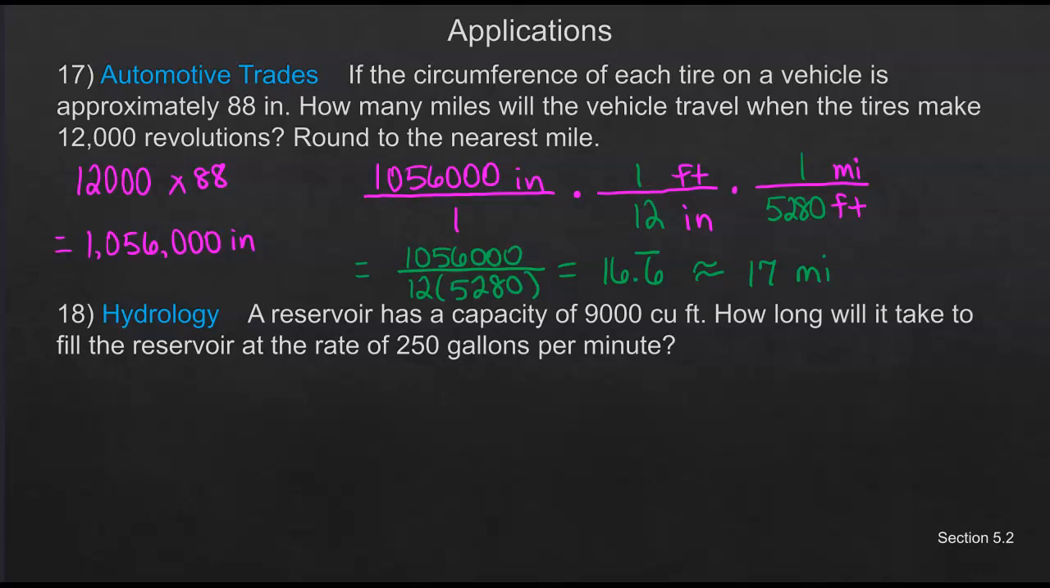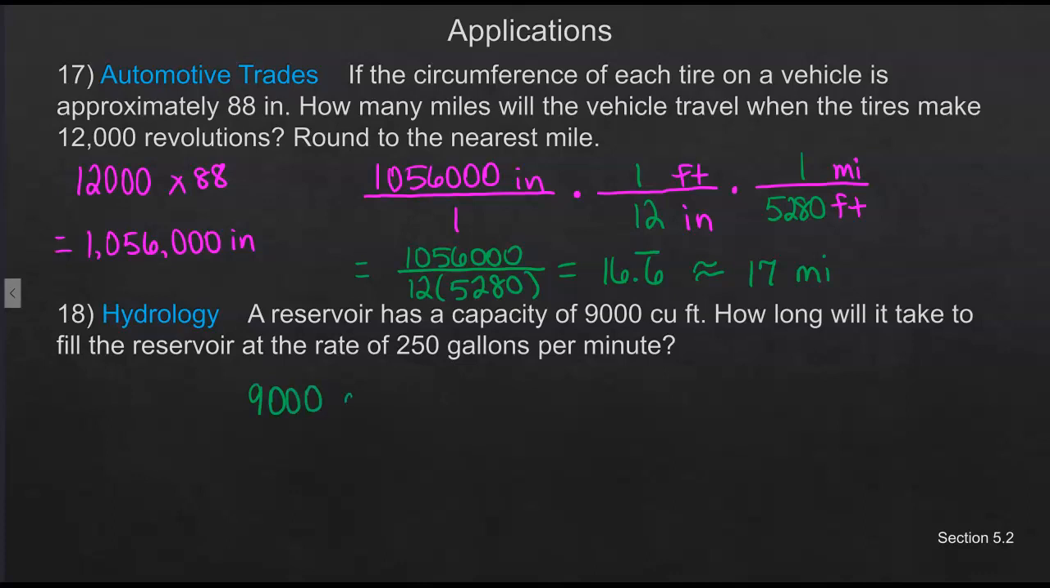Okay, so here's our last one. A reservoir has a capacity of 9,000 cubic feet. How long will it take to fill the reservoir at the rate of 250 gallons per minute? So we need the cubic feet to be in gallons, and then we also have to figure out how much time this is going to take. And so this one might be a little bit trickier than some of the other ones that we've talked about.